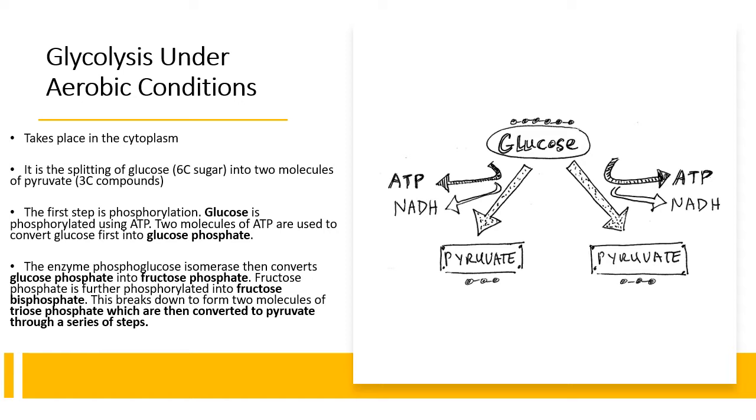So we start off with glycolysis, just like the name suggests. Glyco refers to glucose, and lysis tells you this is the breakdown of glucose. So glycolysis in simple terms is splitting glucose, which is a 6-carbon sugar, because the formula for glucose is C6H12O6. So we split the 6 carbon.